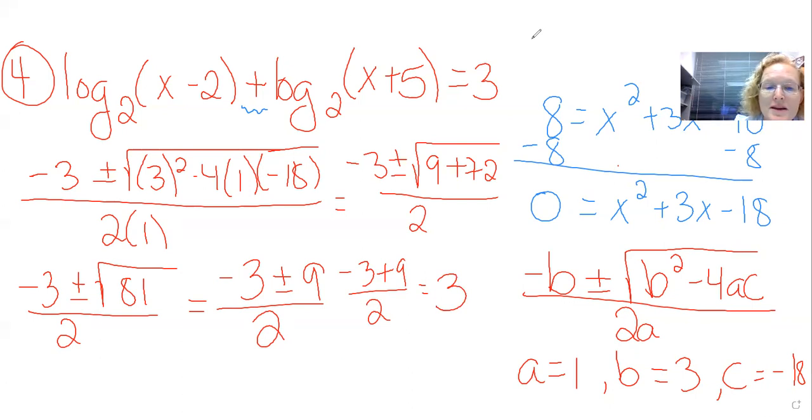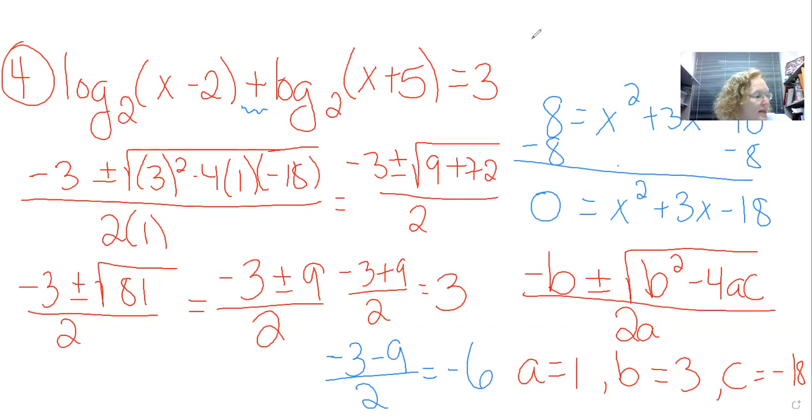Another one of these is going to be negative 3 minus 9 over 2. So negative 3 minus 9 is negative 12, divided by 2 is negative 6. So you get 2 answer choices.